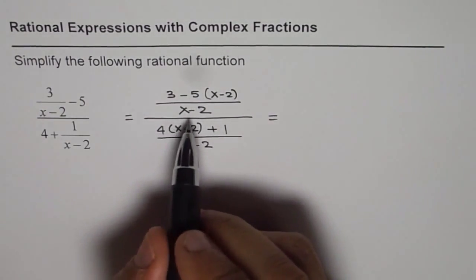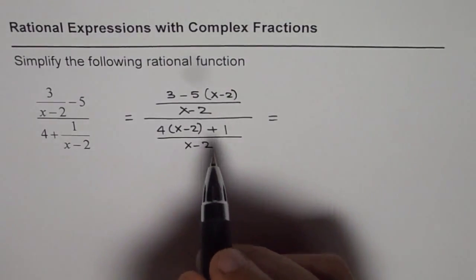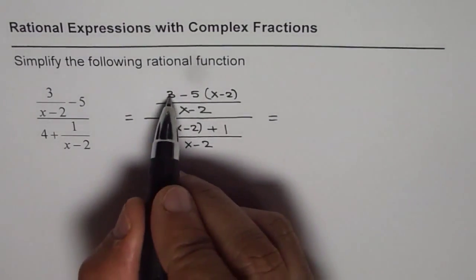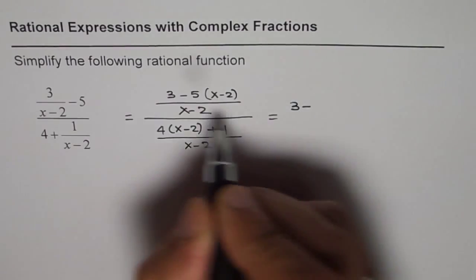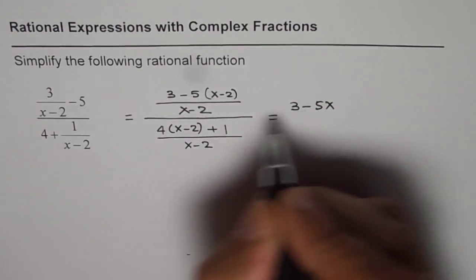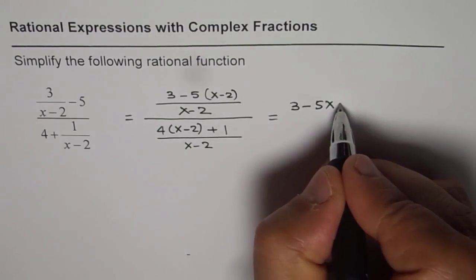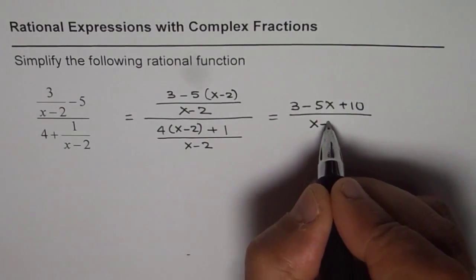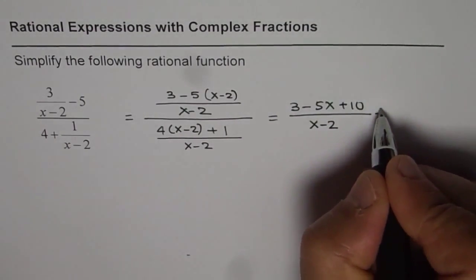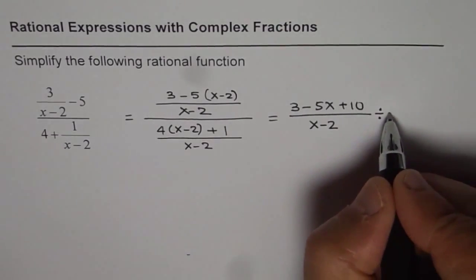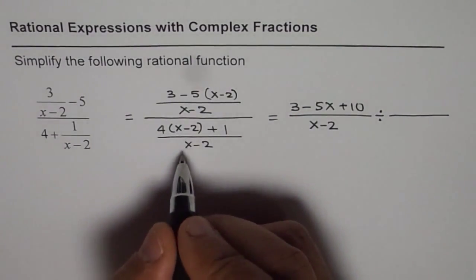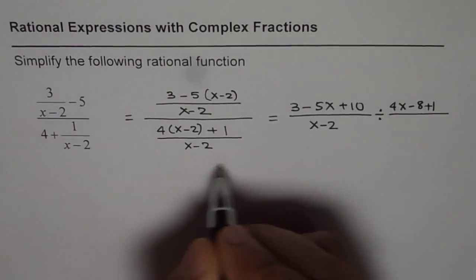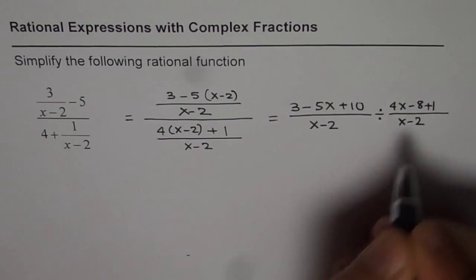Now we can always simplify this part, but let me do two operations here. One, we will expand this, where we get 3 minus 5 times x, and minus 5 times minus 2 is plus 10, divided by the denominator, which is x minus 2, and this is divided by this factor. So let me write this as, after expanding, 4x minus 8 plus 1 divided by x minus 2, correct?